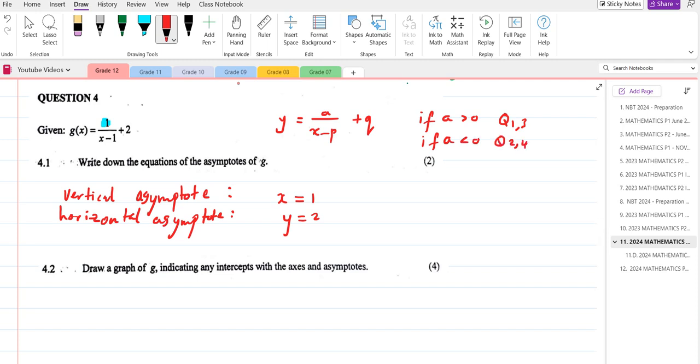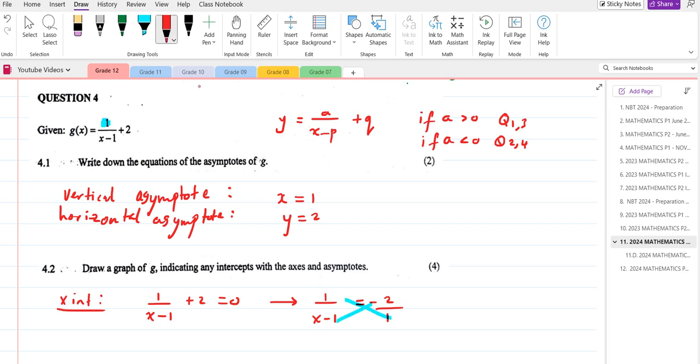Right, so draw a graph. We're going to find the x-intercept here. The x-intercept is found by making g of x equal to 0, so 1 over x minus 1 plus 2 is equal to 0. This implies, taking the 2 over, 1 over x minus 1 is equal to negative 2. I'm going to cross multiply.